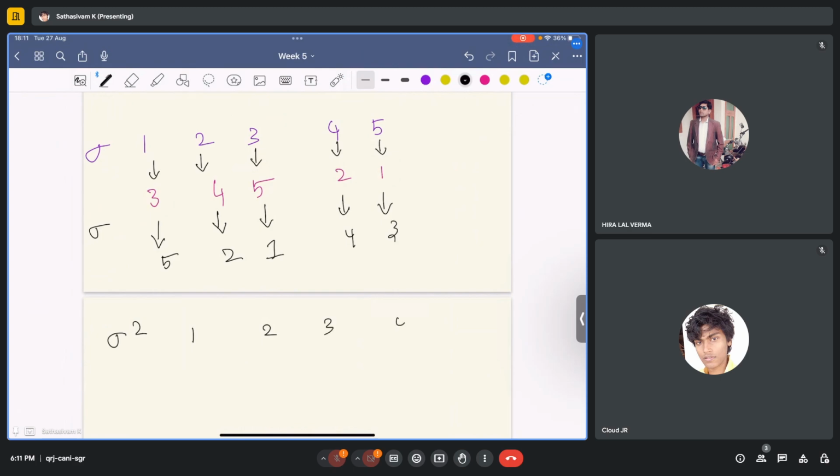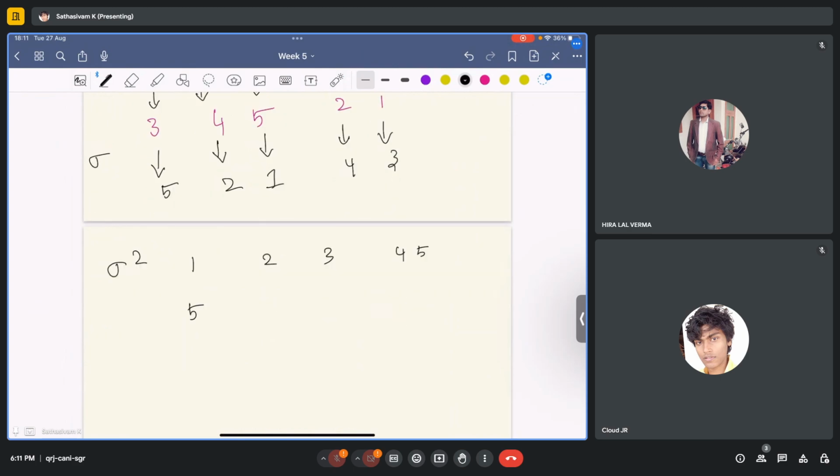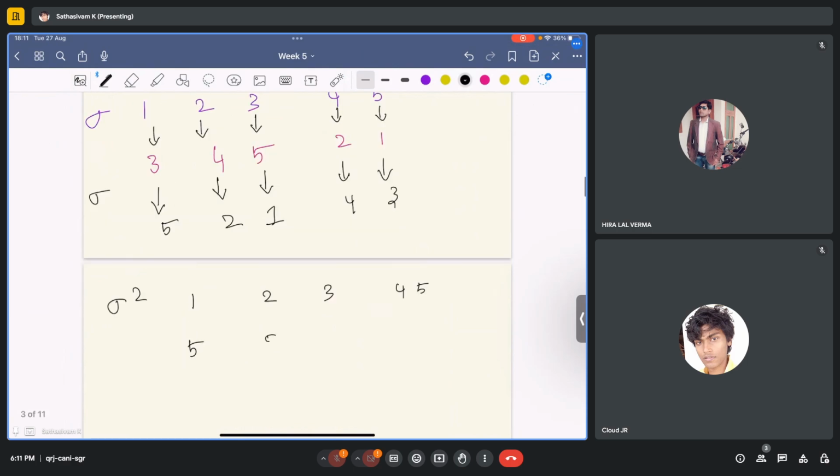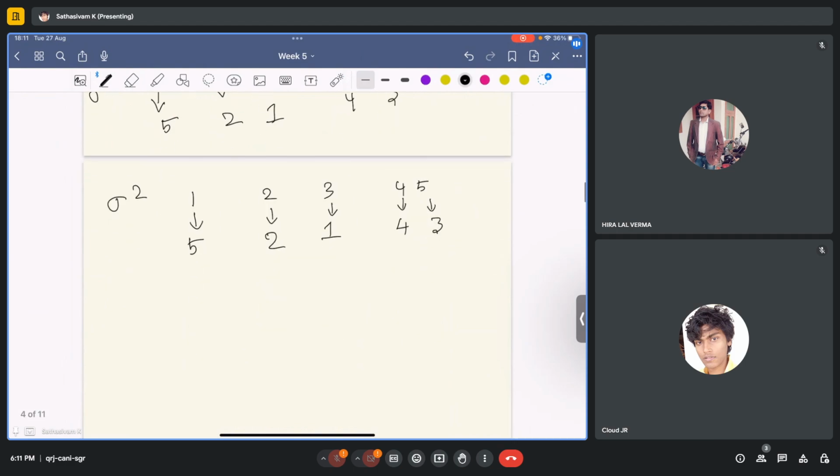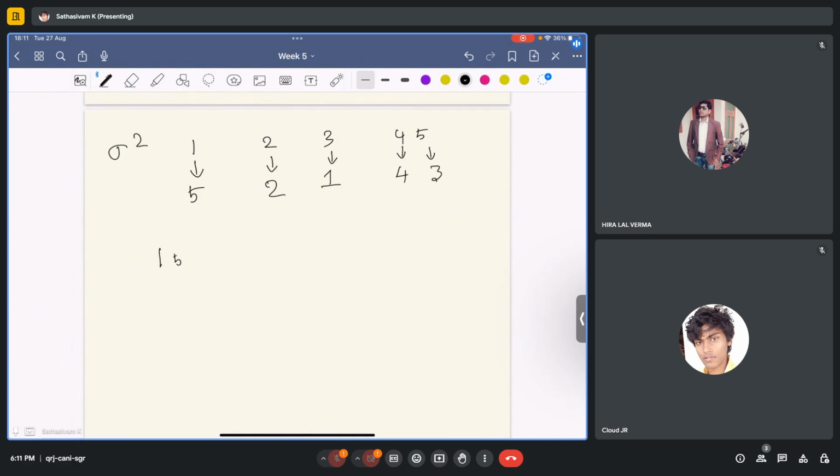1, 2, 3, 4, 5. So 1 goes to 5, 2 goes to 2 itself, 3 goes to 1, 4 goes to 4, and 5 goes to 3. If you want to write it in terms of cycles, you start from 1: 1 goes to 5, and 5 goes to 3, because 3 again goes to 1. 2 goes to 2 itself, 4 goes to 4 itself, so I can just avoid those. So this is the cycle decomposition of sigma squared.